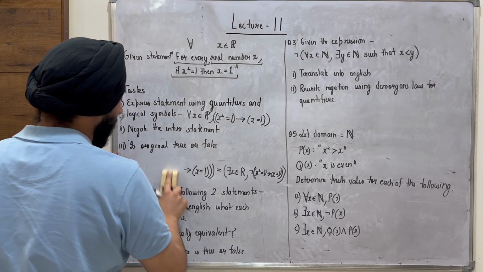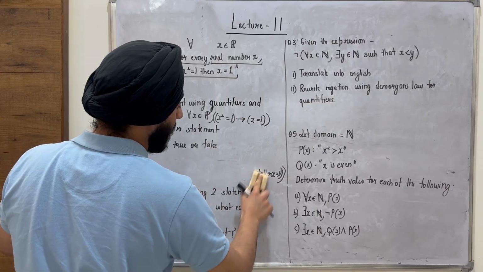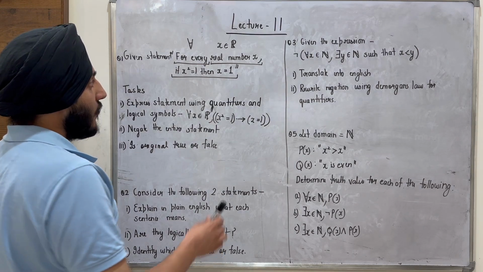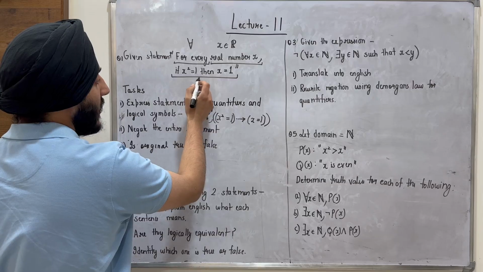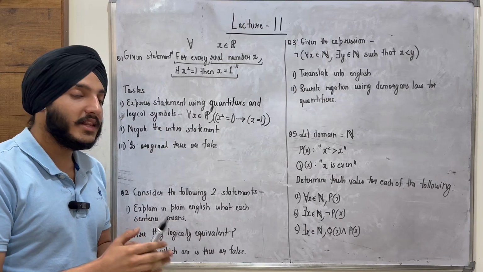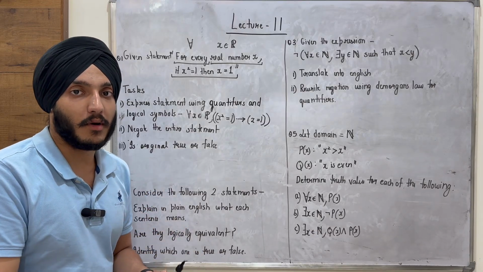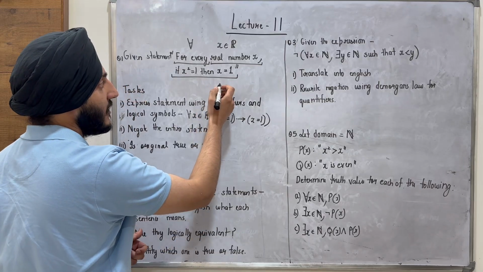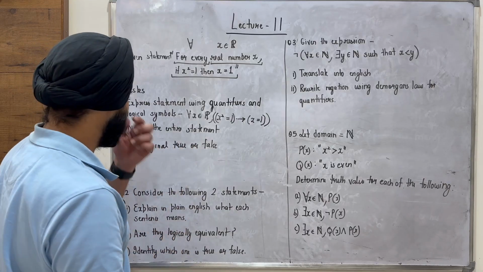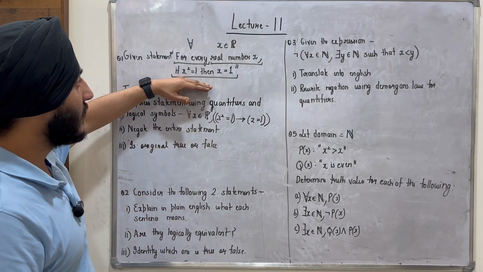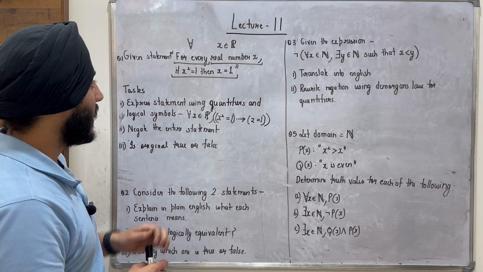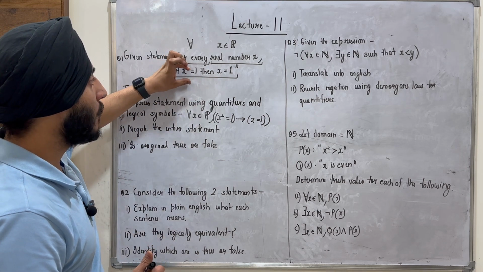Final question says, is the original statement true or false? So let's try to understand it. The original statement says, for every real number x, if x square equal 1, then x should be equal to 1. I've been given a for all statement, so the only thing that I need to do is find a counter example to it. One counter example and this entire statement is false. If I am not able to find one, then only this statement is going to be true. So let's try to figure it out. If x square equal 1, then x should be equal to 1.